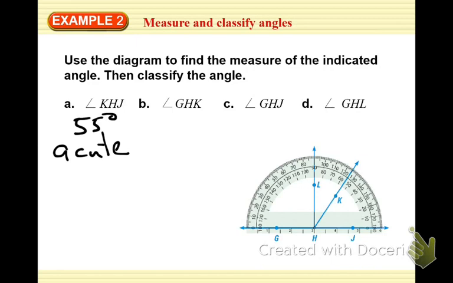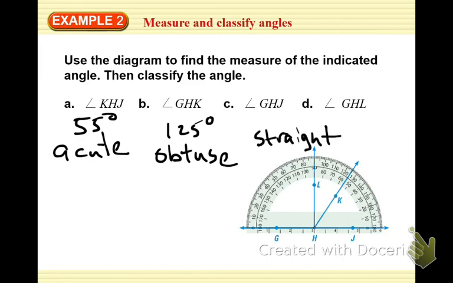What'd you get? 125. Sounds reasonable, doesn't it? Which makes it what kind of angle? Obtuse. How about GHJ? Yeah. Straight, because, what's the measure? 180.